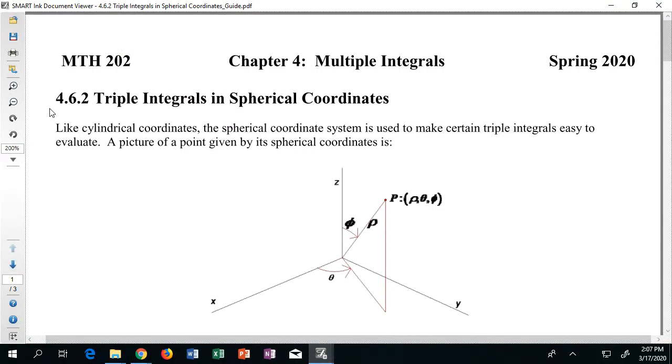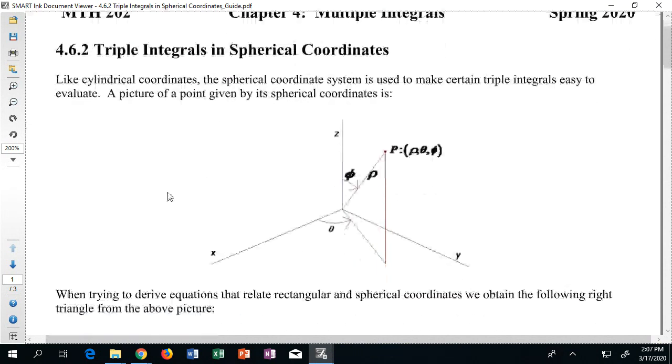All right, everybody. Well, now we're going to go ahead and take a look here at section 4.6.2. This is going to be extending, or related to, the ideas that we talked about in the last section. So as I state right here at the top of the notes, like cylindrical coordinates, this new idea that we're talking about in this section, which is spherical coordinates, is just a coordinate system that's designed to help us evaluate certain kinds of integrals in a slightly easier way.